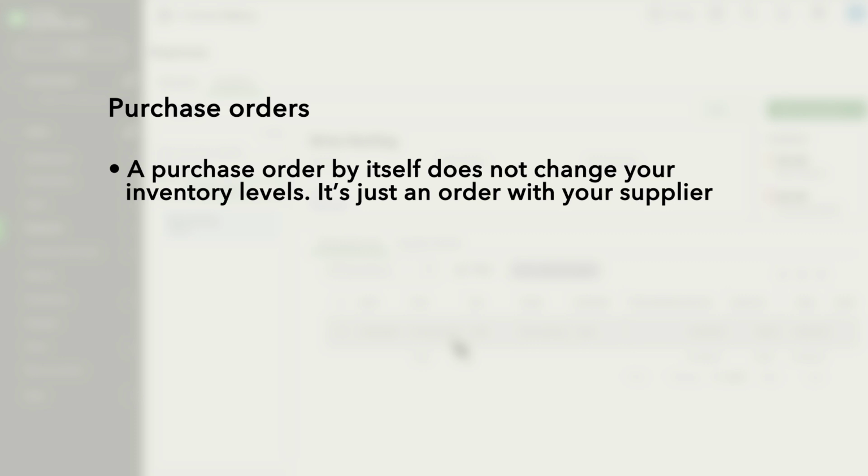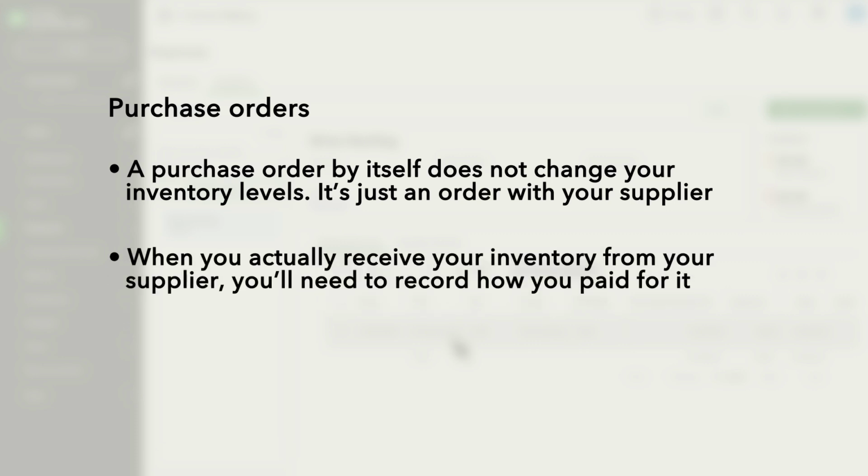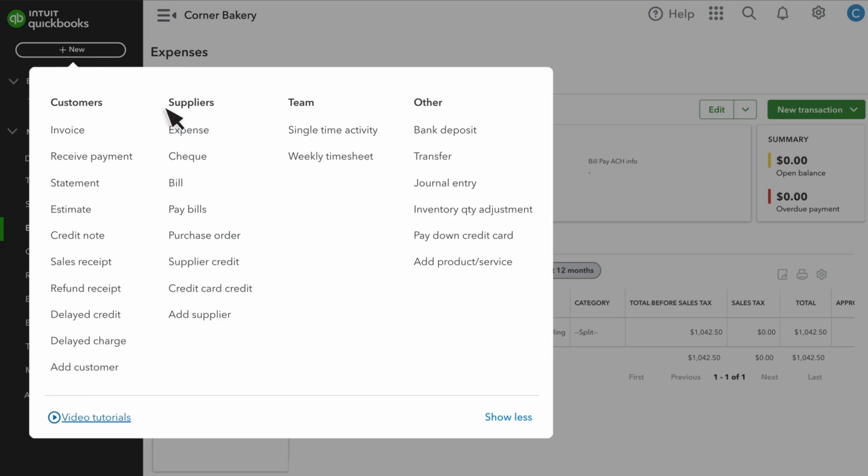A purchase order itself does not change your inventory levels. It's just an order with your supplier. When you actually receive your inventory from your supplier, you'll need to record how you paid for it. You can enter it as an expense, a check, or a bill, depending on how you are paying for the inventory. This is what actually adjusts your inventory quantity and handles all the accounting.